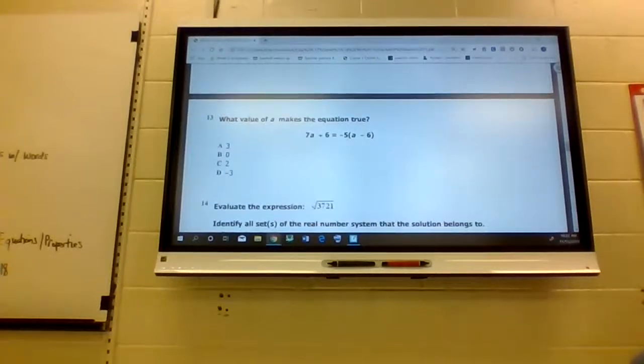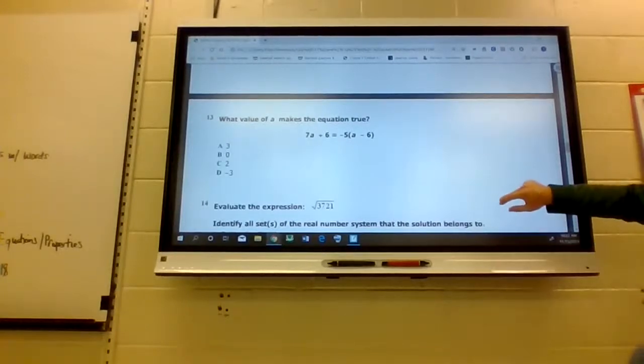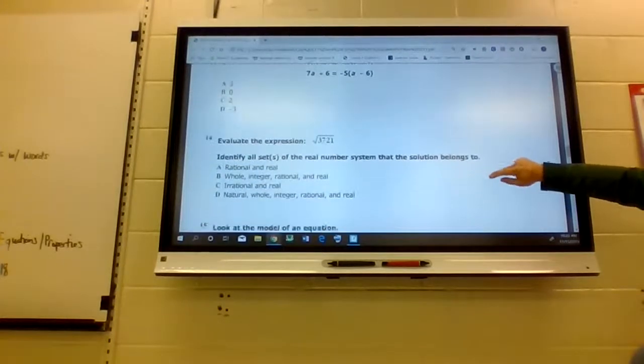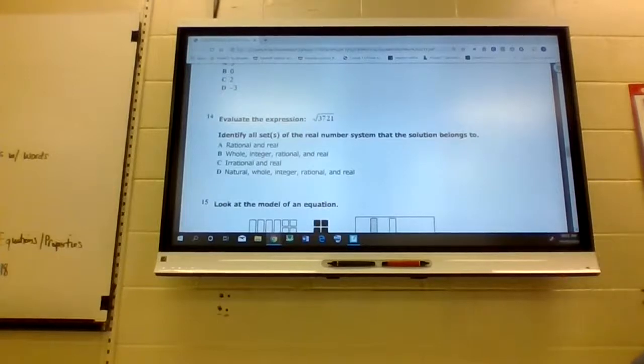13, what value of a makes the equation true? 7a plus 6 equals negative 5, parentheses a minus 6. 14, evaluate the expression of the square root of 3,721 and then identify all the sets of the real number system that solution belongs to.